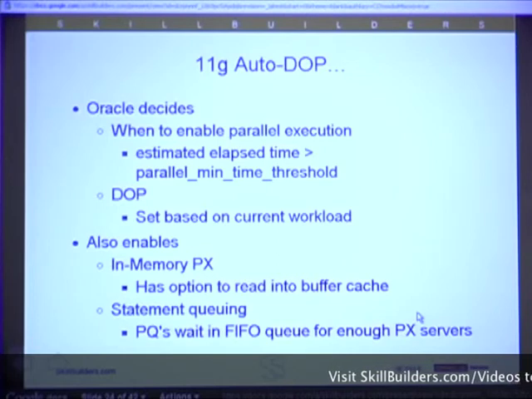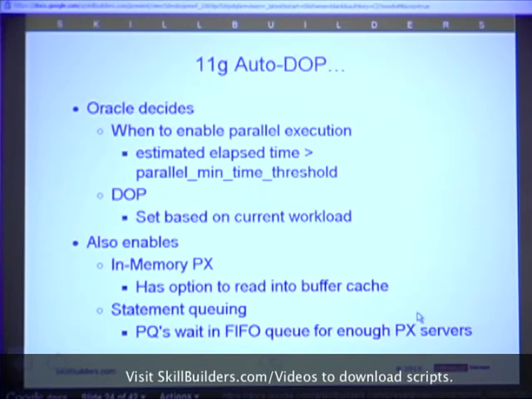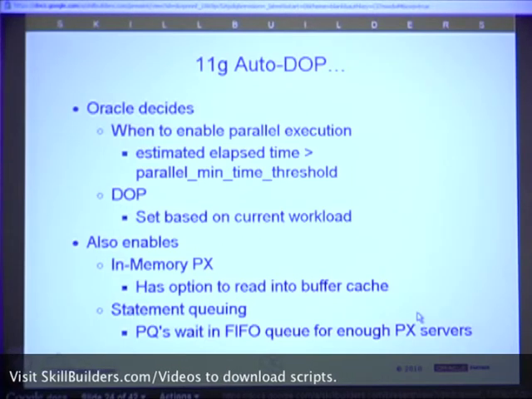And part of the factor, or one of the factors in that decision is the estimated elapsed time being greater than the parallel min time threshold. So there's a parameter out there called parallel min time threshold, which you can take a look at. And the DOP, of course, just like multi-user adaptive parallel query, is set based on the current workload. So one time it could be 2, one time it could be 16.